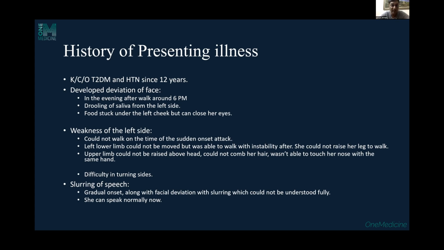So was she not able to do only that? That means it is only the distal weakness, not the proximal weakness. Or was she not able to move at all? That should be very clear. Yes, sir. Okay. And then you have mentioned the next line, upper limb could not be raised above head.